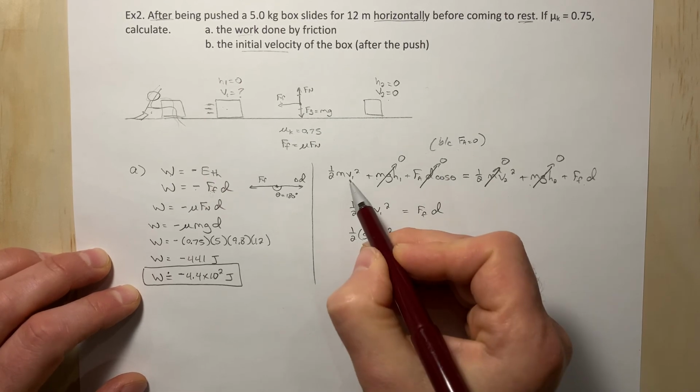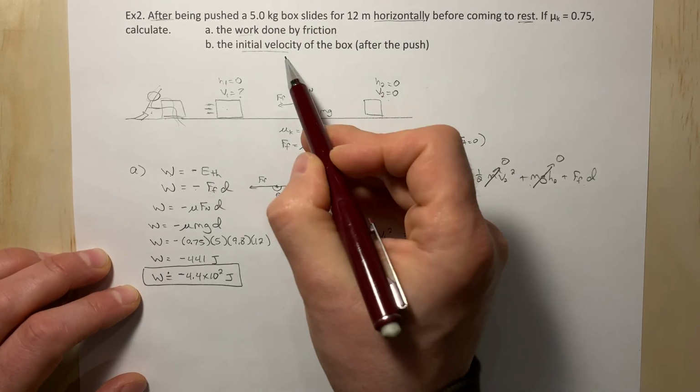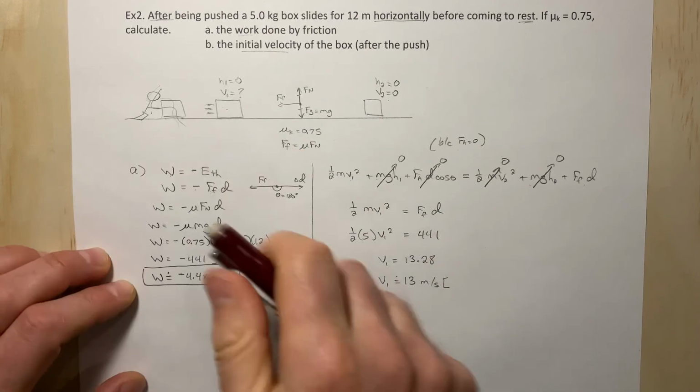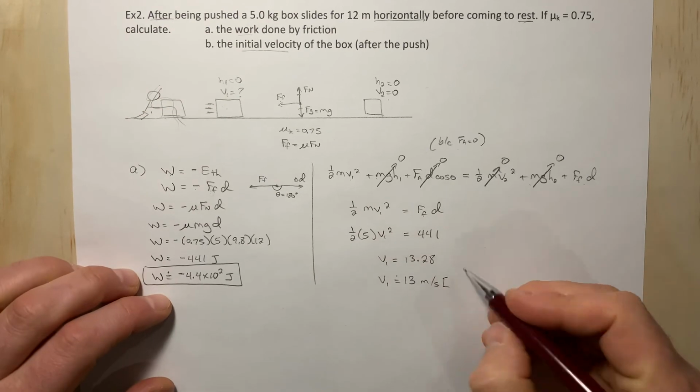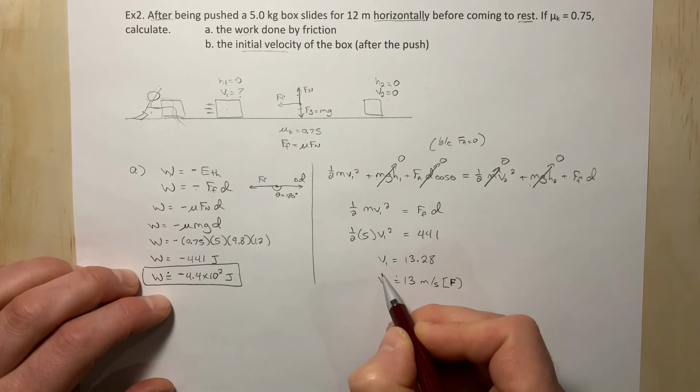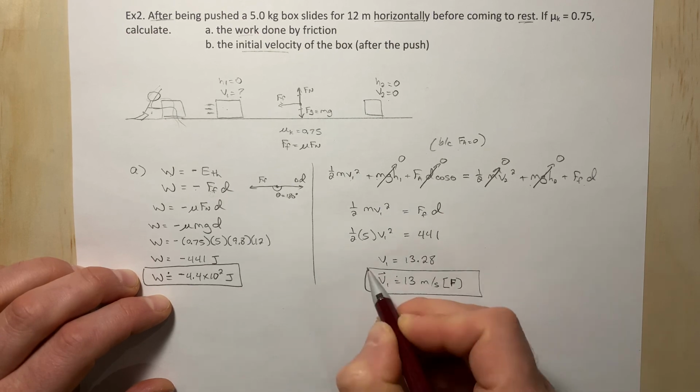For this equation, just remember, these V's are actually speeds, not velocities. To make it into a velocity, I just have to choose what direction this is. I'm just going to say forward. You could say east maybe or something. There we go.